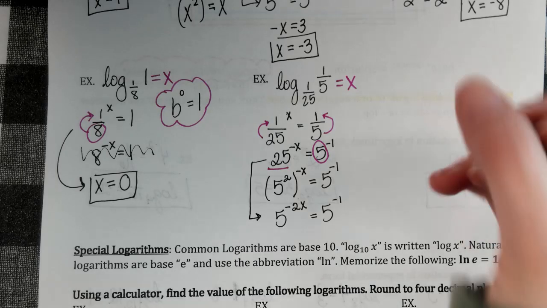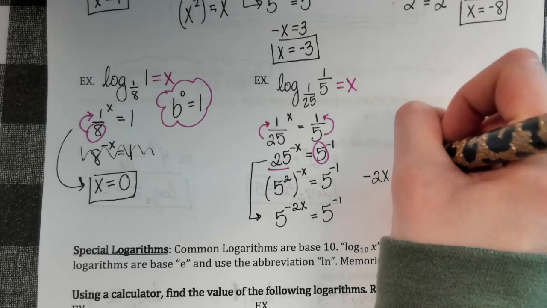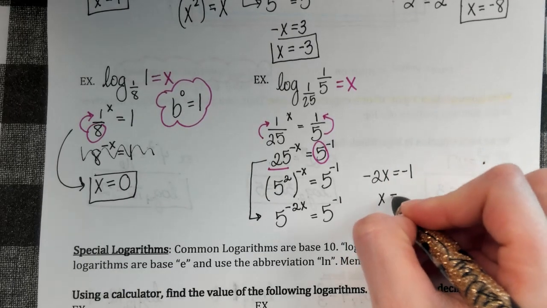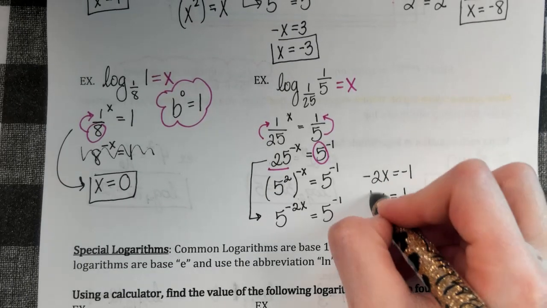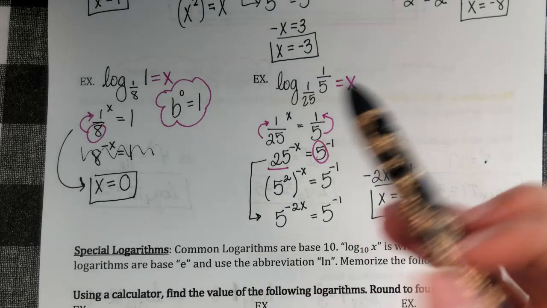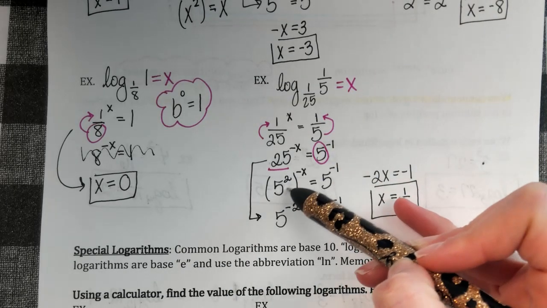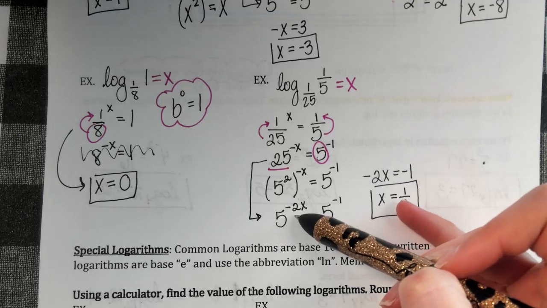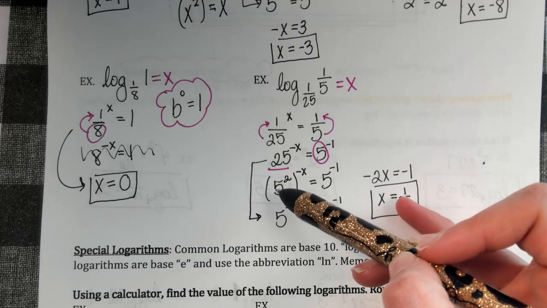Now I have like bases. Negative 2x equals negative 1. Divide by negative 2, and x equals 1/2. Okay, so a lot of y'all were doing that as I was doing it. So what did y'all get stuck with? After you flip them? Okay. So breaking it down like this, do you see how this comes down to 5 to the negative 2x? If you see that 25 is 5 squared.